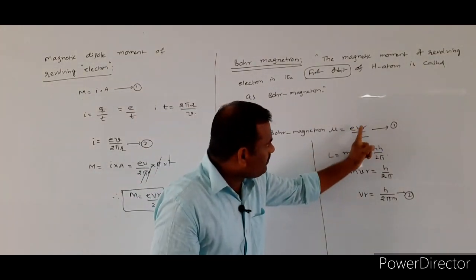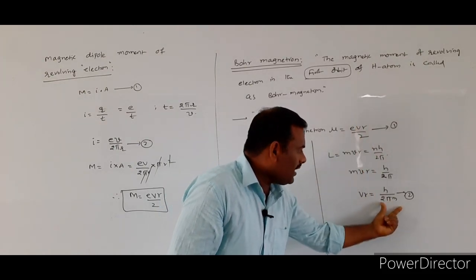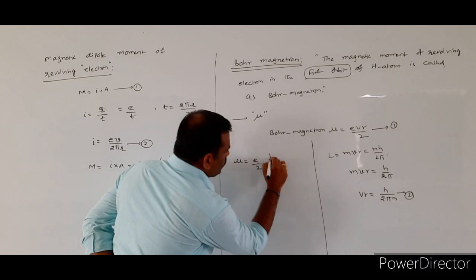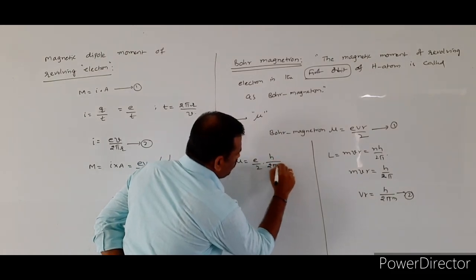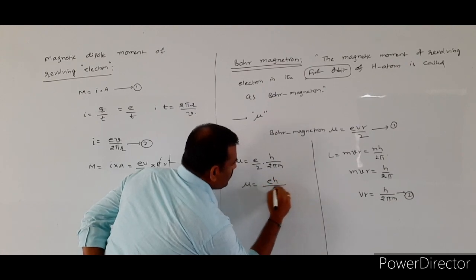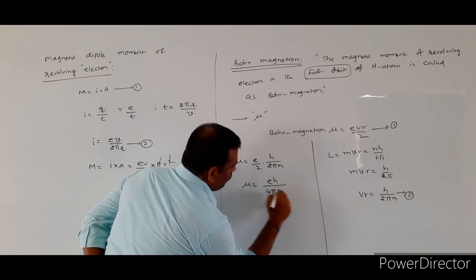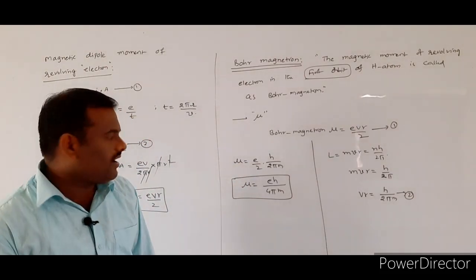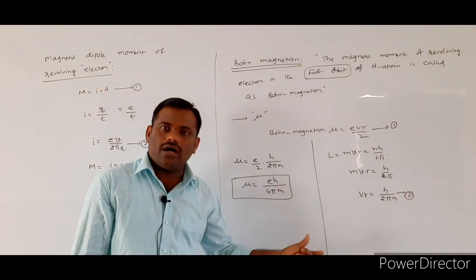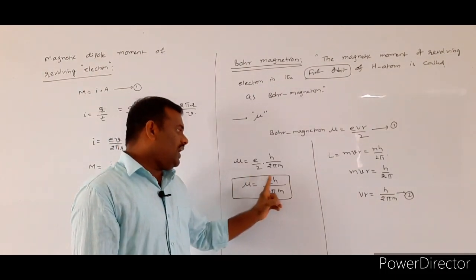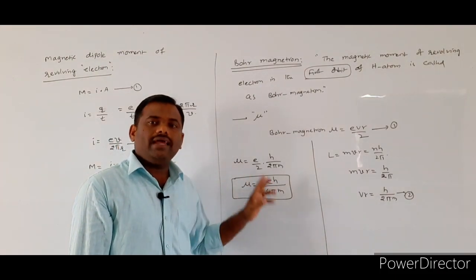In the place of VR, can I write this value h by 2 pi m? So, e by 2 into h by 2 pi m. Therefore, mu is equal to eh by 4 pi m. So, this is the general equation for Bohr magneton. What is the final formula? Mu is equal to eh by 4 pi m.